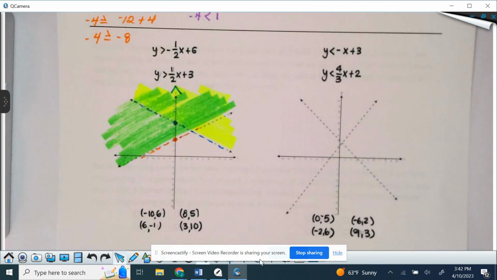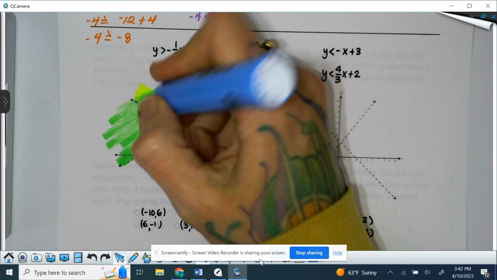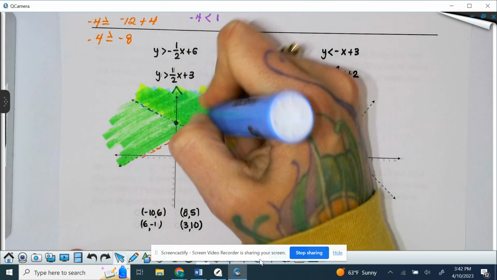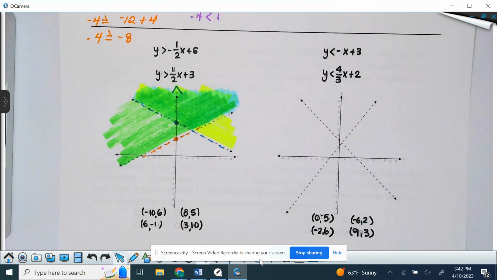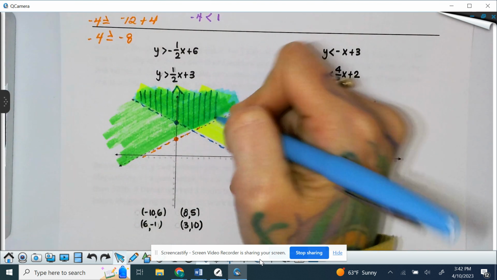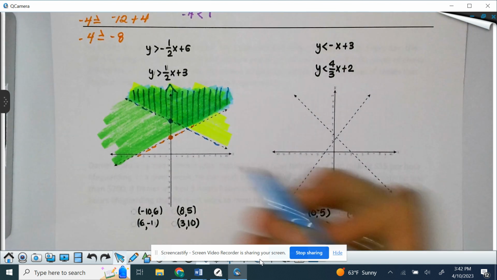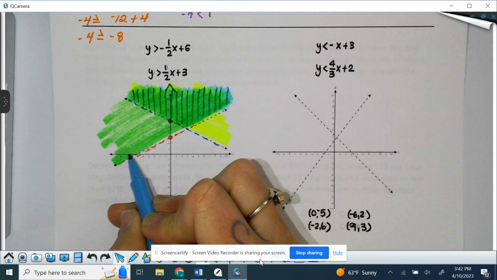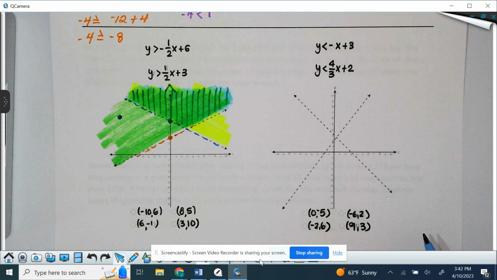And it's a system. So hopefully we're getting the hang of it. And the system solution is in the overlap. And the overlap in this case is all of this right here. That's not really good to see the difference, but this area is our overlap. Maybe that works better. So which one of these coordinates is indeed a solution? So -10, +6. Is that a solution?